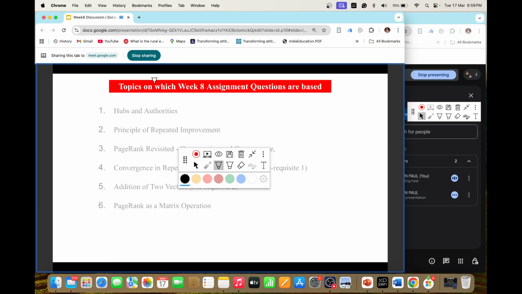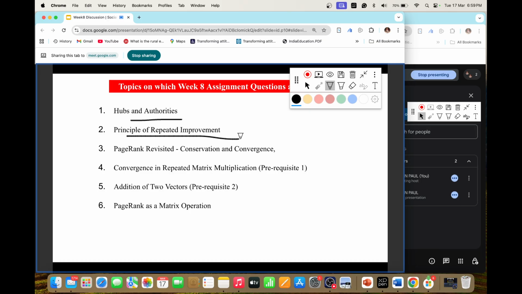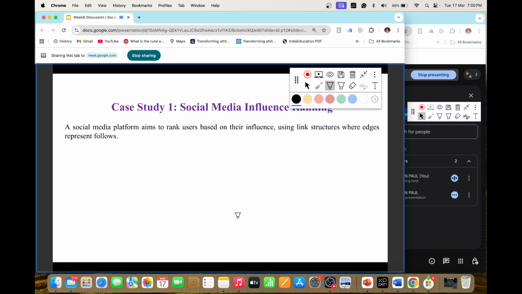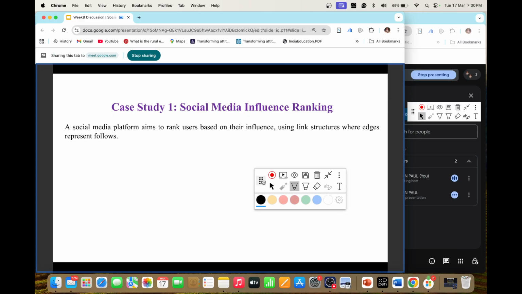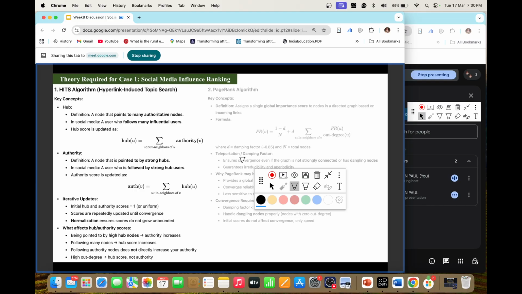Now let's move on to the question answer part. Topics to be discussed: hubs and authorities, principle of repeated improvement, page rank revisited, convergence and repeated matrix multiplication, addition of two vectors, and page rank as a matrix operation. Case 1: a social media platform aims to rank users based on the influence of user link structure, where edges represent the follows. Now the theory: we have already done iterative updates, that also we know.